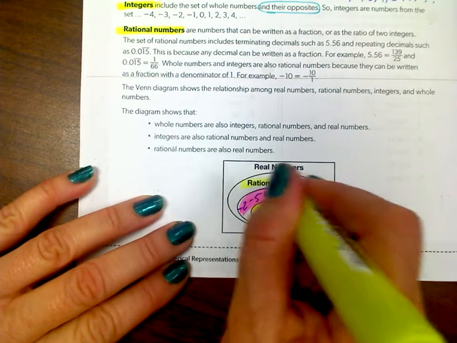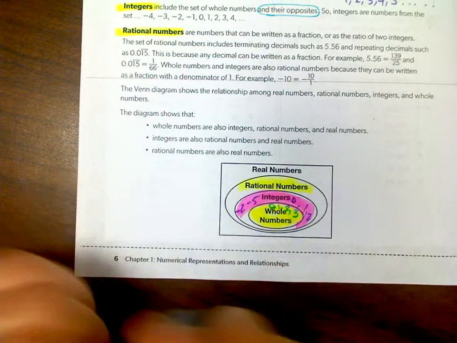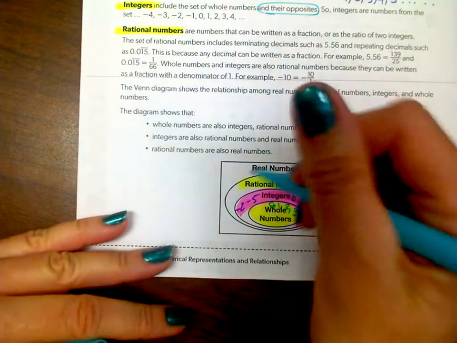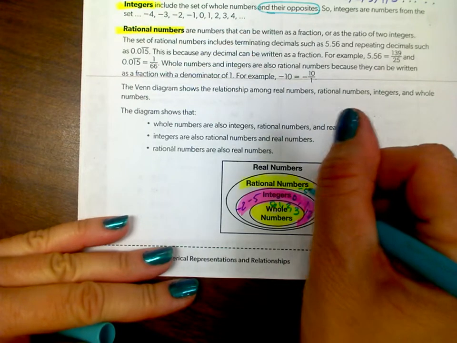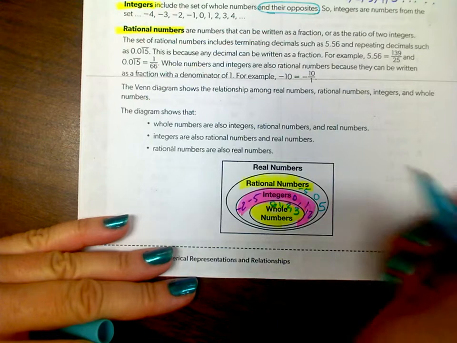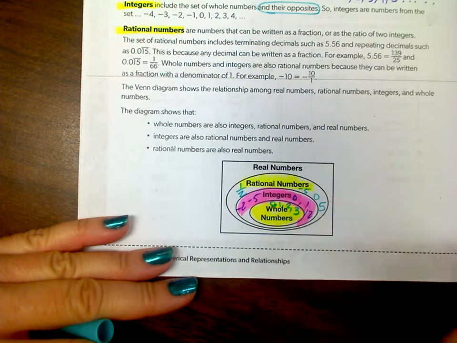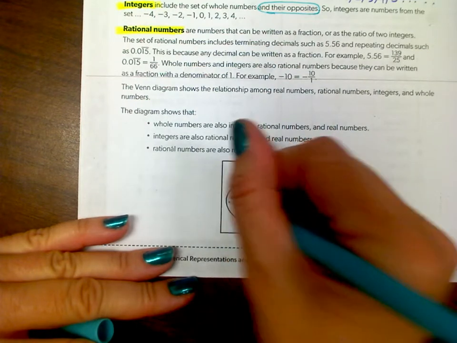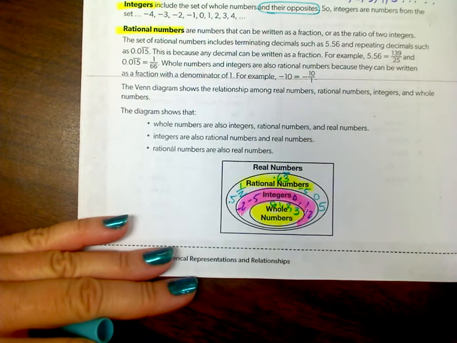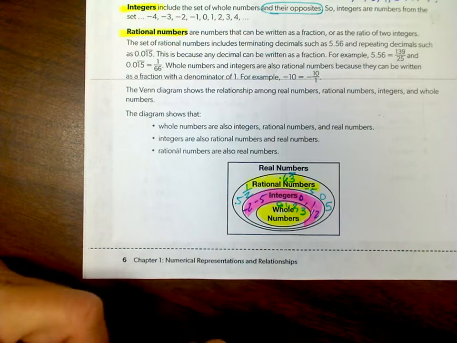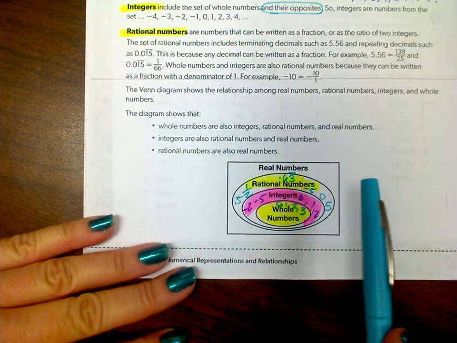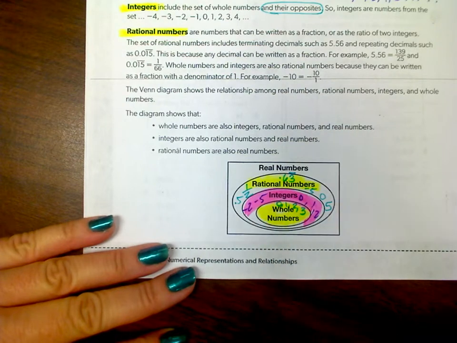Rational numbers will also include integers and whole numbers. So rational numbers will include negative 5, 0, and 5. But it can also include 1/2, 0.5, 0.63 repeating. And all of these numbers are real numbers. All of these numbers are real numbers.